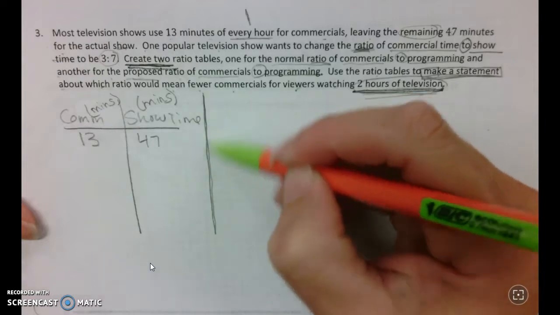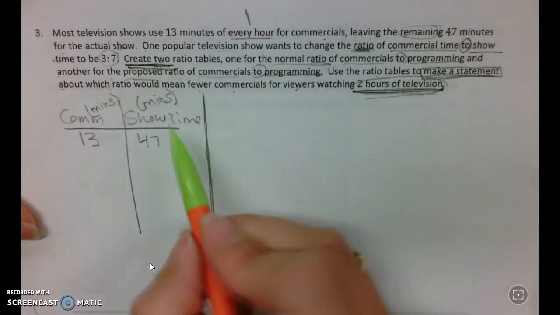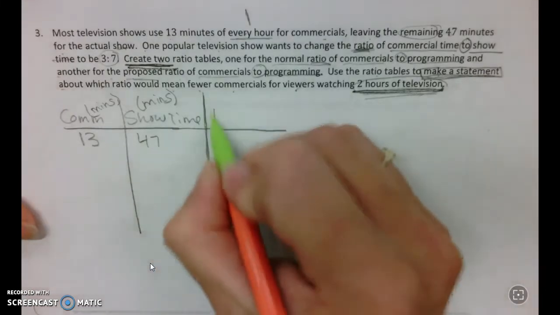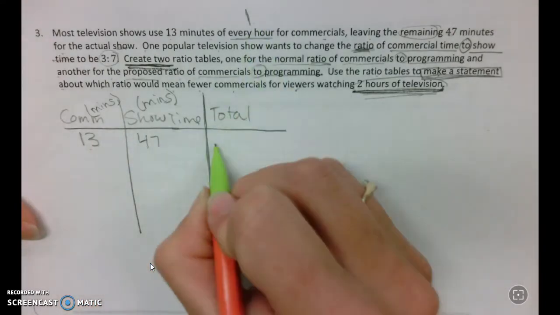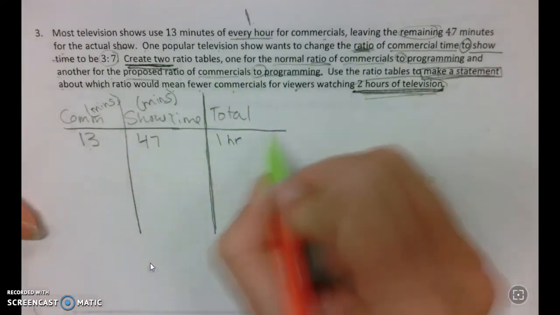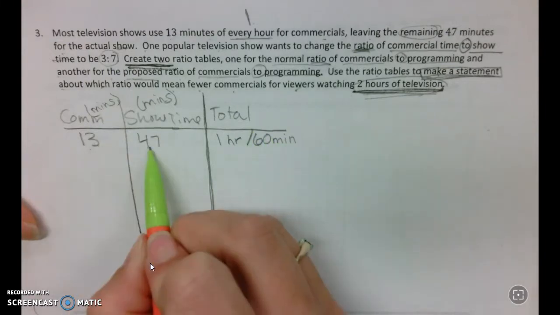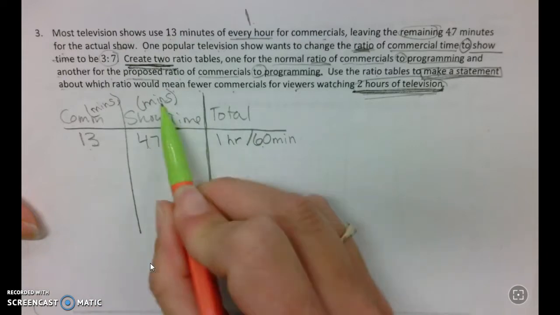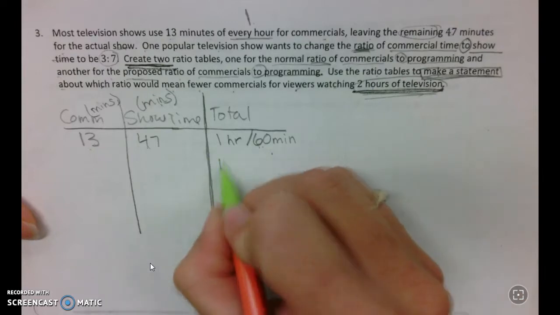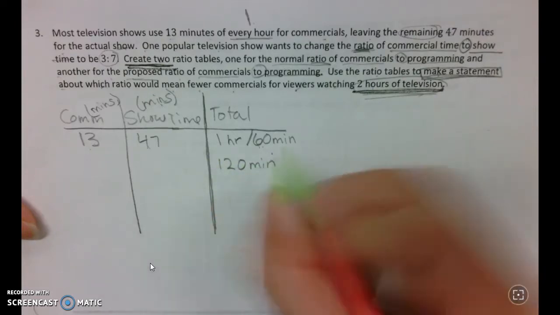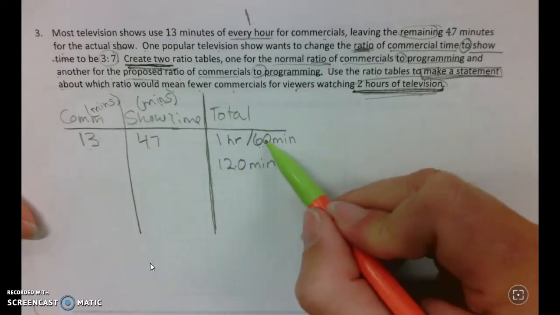This reminds me of the problem we did in class with the purple paint, where we had to track the total amount of purple as well. So the total time here, 13 minutes plus 47, is my 1 hour. So that's 1 hour. But it's also 60 minutes. That's where the 13 plus 47 equals 60 minutes. So I need 2 hours of television or 120 minutes. So if I look at the relationship here, I can see that 120 minutes is 60 minutes doubled.